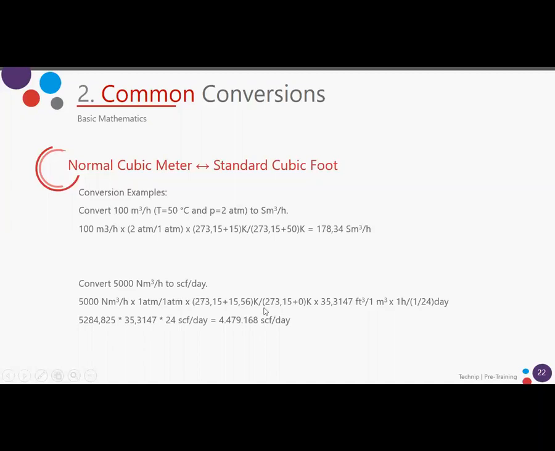Then again, the ratio of the different temperatures is the temperature for standard cubic foot, divided by the temperature at normal cubic meter, which is 0 Celsius, as you remember, and all expressed also in Kelvin.